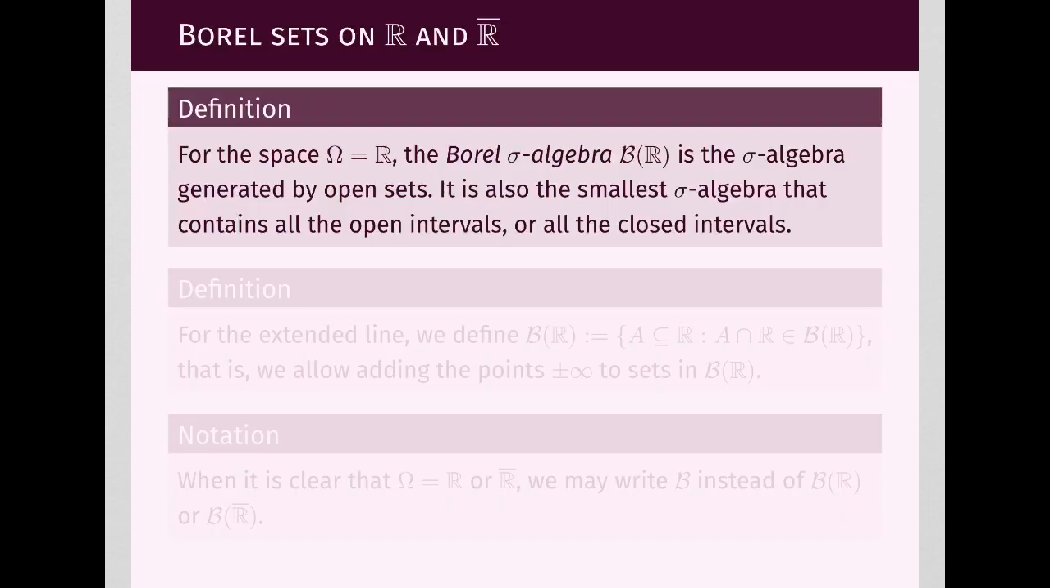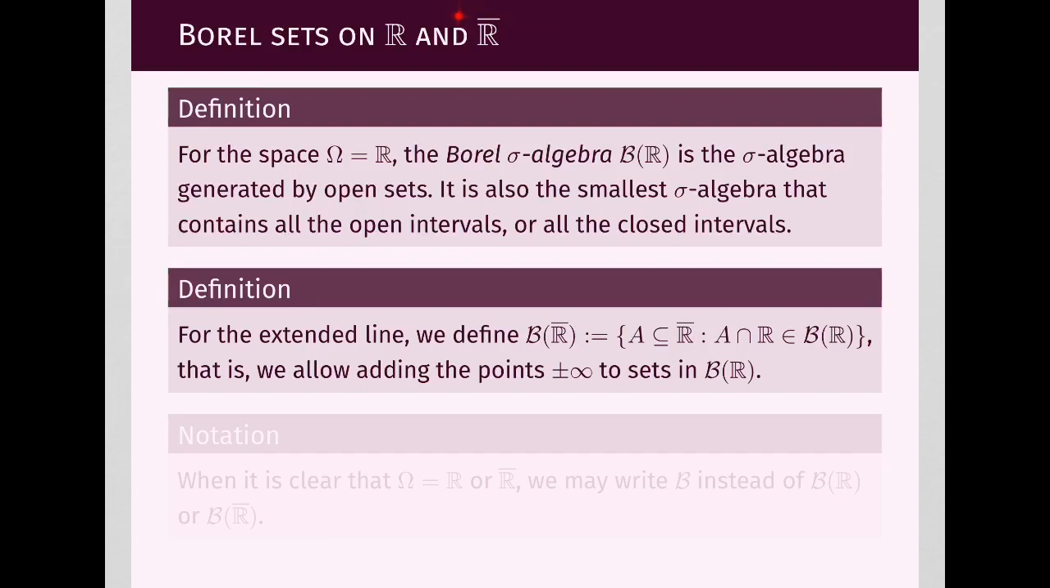We are now ready to introduce Borel sets on the real line. And here's the definition. If the sample space is the real line, then the Borel sigma algebra, denoted by B of R, is the sigma algebra generated by open sets. It is also the smallest sigma algebra that contains all the open intervals or all the closed intervals. So it's also the sigma algebra generated by the family of open intervals or the family of closed intervals.